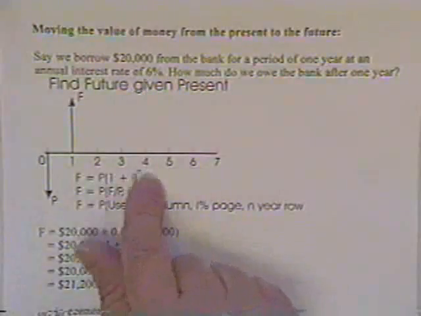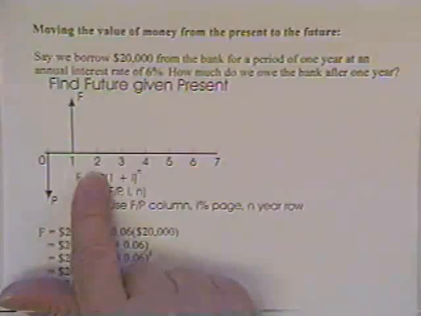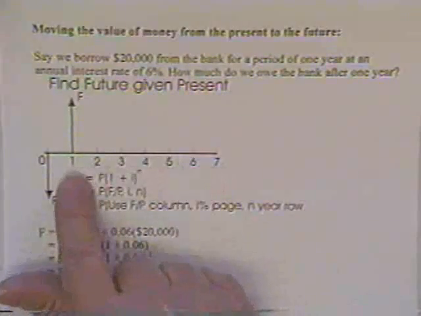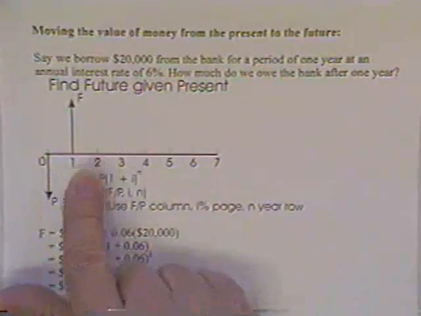For the most simple problems, there'll probably be years. Sometimes these payment periods will be like a half year, or perhaps a quarter of a year.